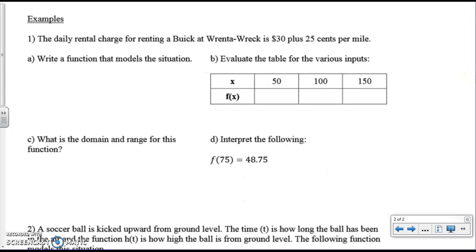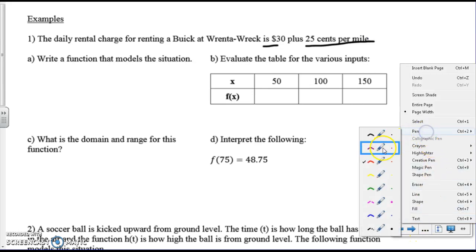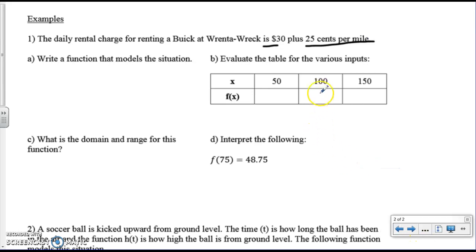Okay, so here's our first example. The daily rental charge for renting a Buick at Rent-A-Wreck is $30 plus 25 cents per mile. Okay, the word per tells us exactly where our variable is going to go, so make sure you pay attention to that. Anytime you see the word per, we're going to use a variable next to that number.